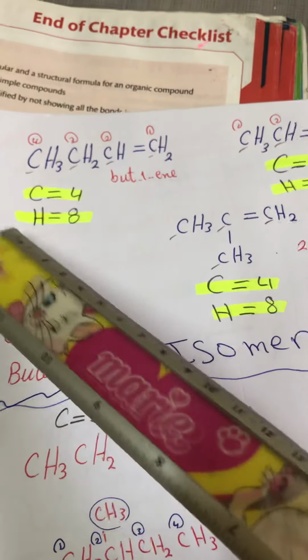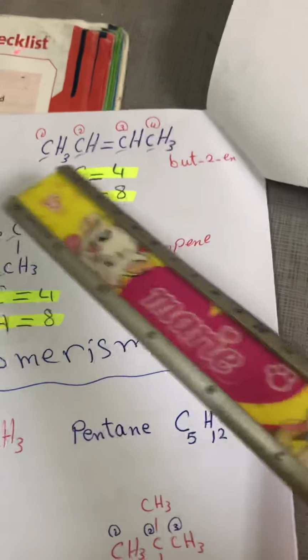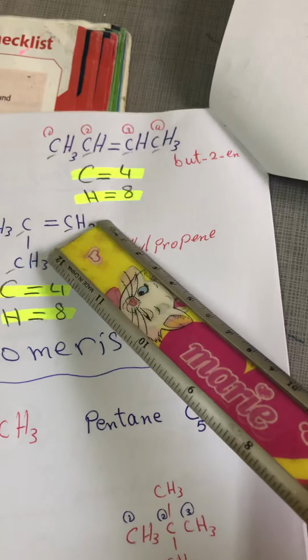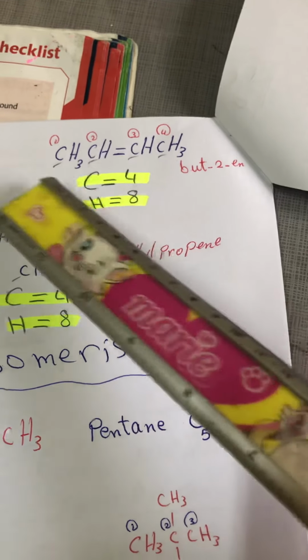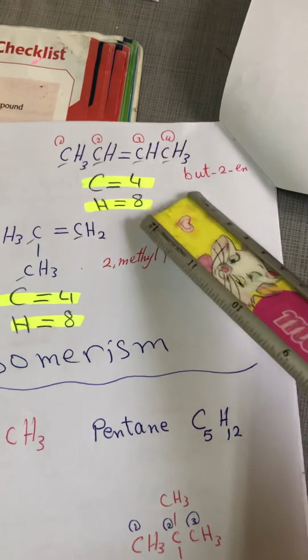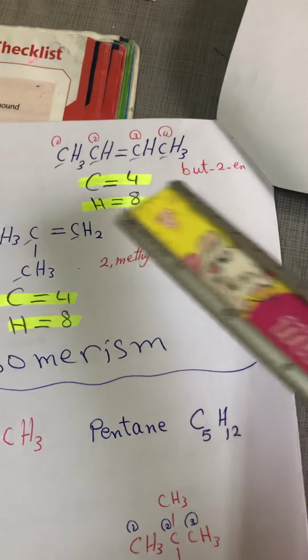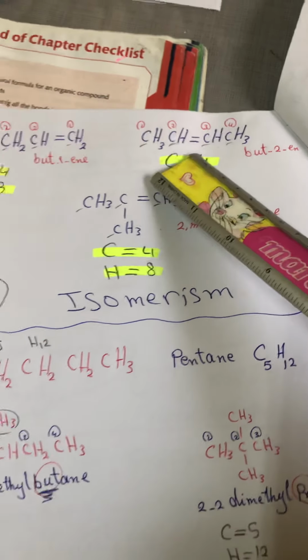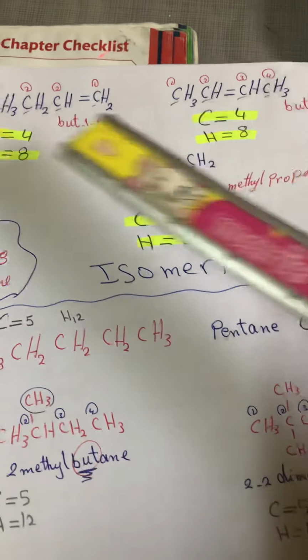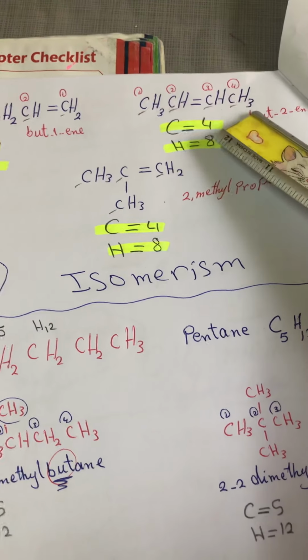How many carbon? 4. How many hydrogen? 8. Look here. I have also 4 carbon and 8 hydrogen, but I name it 1, 2, 3, 4, so but, double bonding, so ene. Where is the position of double bonding? Second carbon, so but-2-ene. But-1-ene is different from but-2-ene.